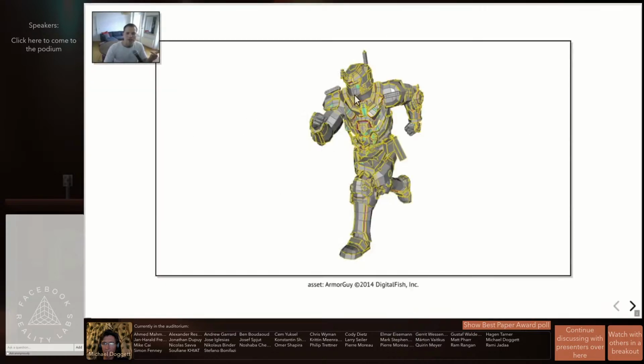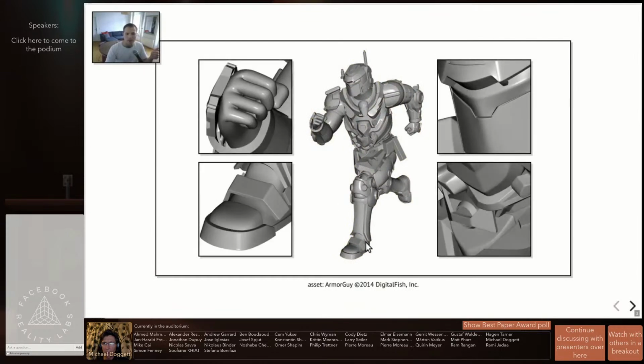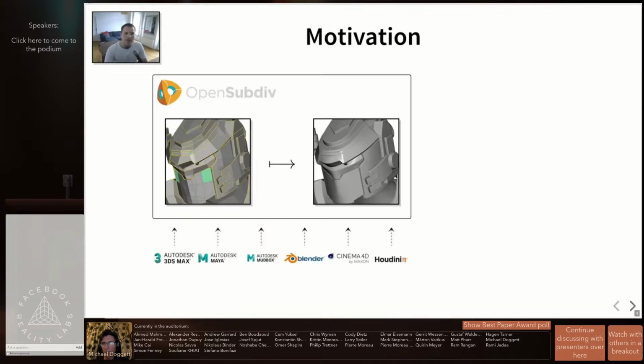This is the control mesh I just showed, and the subdivision surface computed out of it. And here's a couple of instances just to show how rich and detailed the subdivision surface is. So why did we look into this in the first place? Nowadays subdivision surfaces are used everywhere, especially in production, but also in video games. And so naturally, most interactive editing tools support it.